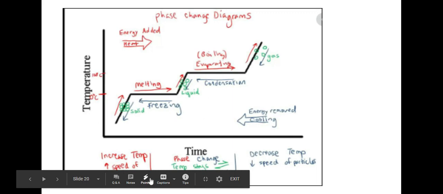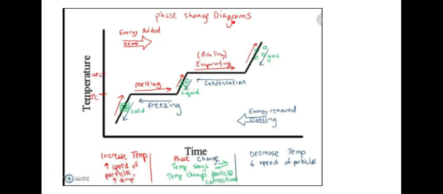So what we've got is we have phase change diagrams. Okay, and just remember this is a physical process. It's not a chemical reaction. It's your ice cube, which is solid, melting into liquid water. And then if you boil it, you can produce some gaseous water, which is steam, right?